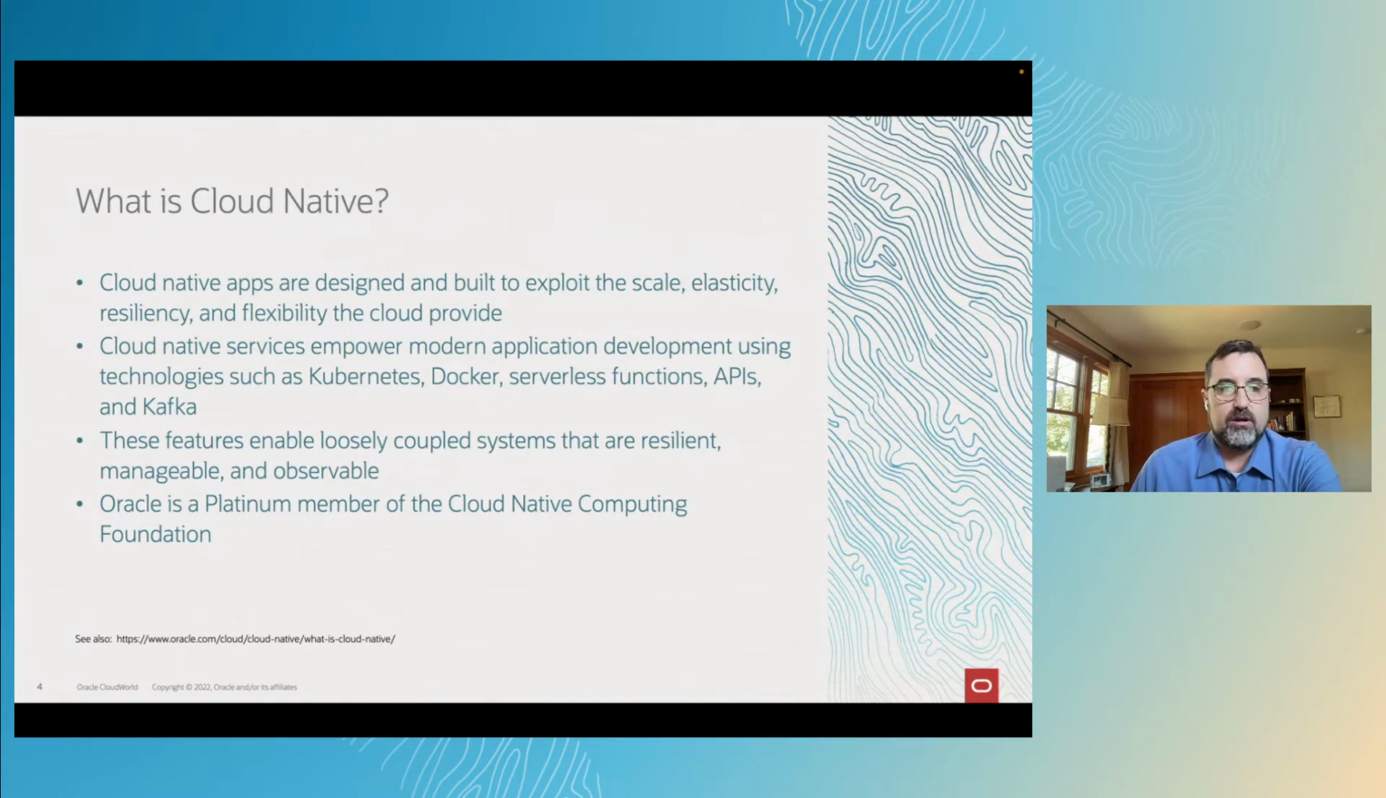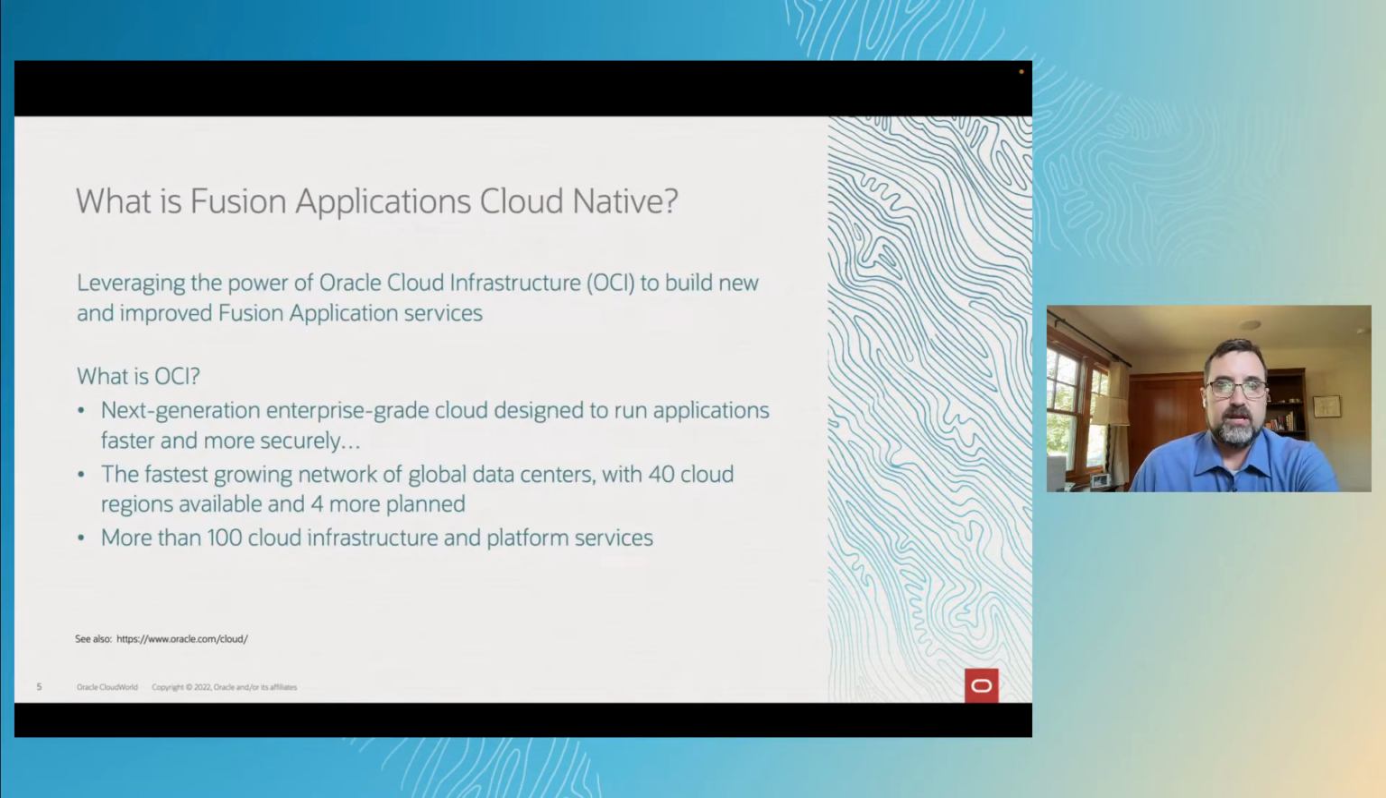In general, and obviously all of these can be somewhat subjective, the difference between cloud native apps and classic, shrink wrapped, install in your own servers applications is that they're designed to be built to exploit the scale, elasticity, resiliency, and the flexibility that clouds like OCI provide. That's done using technologies like Kubernetes, Docker, etc. And what you end up with is these loosely coupled systems that are resilient, manageable, and observable. So that's the definition. If you look on Wikipedia and other places, I'll talk about what that means for Fusion applications as we go. Specifically, our goal is to make Fusion applications, evolve them to leverage the power of OCI.